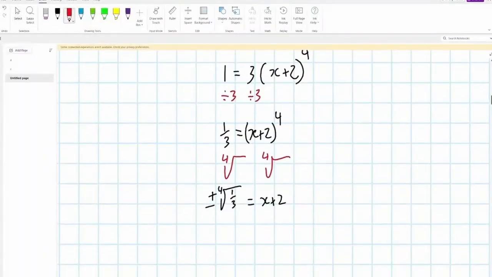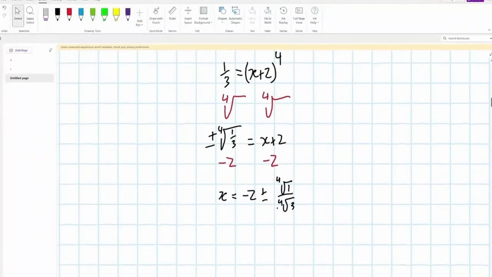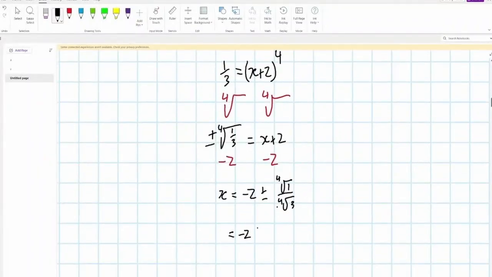From here, we can then subtract 2 from both sides. And we're going to get x equals -2 plus or minus the fourth root of a third, which according to our surd laws becomes the fourth root of 1 over the fourth root of 3. Sorry, I'll make that fourth root. Which then becomes -2 plus or minus 1 over the fourth root of 3 there, because the fourth root of 1 is 1.